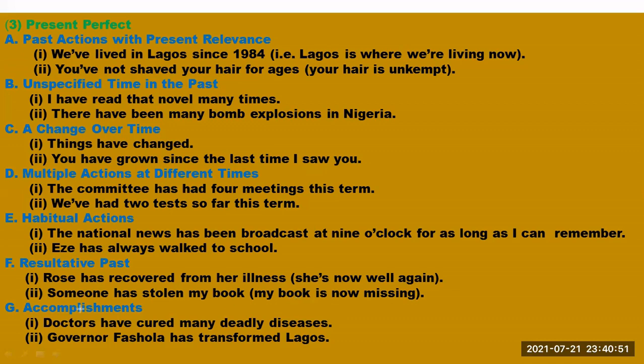All right. Then in reporting accomplishments, for example, doctors have cured many deadly diseases, or Governor Fashola has transformed Lagos. An achievement or an accomplishment can actually be reported using the present perfect tense.